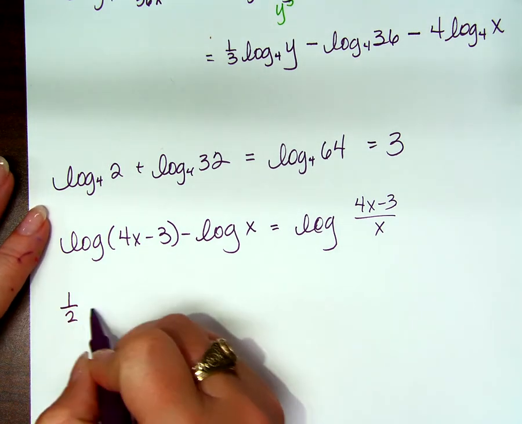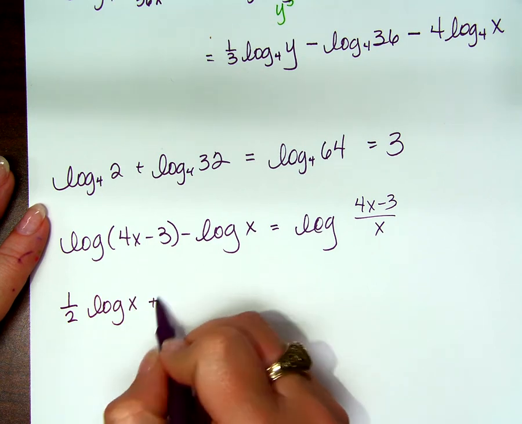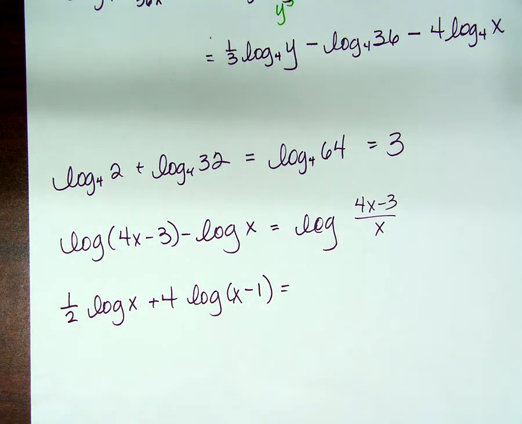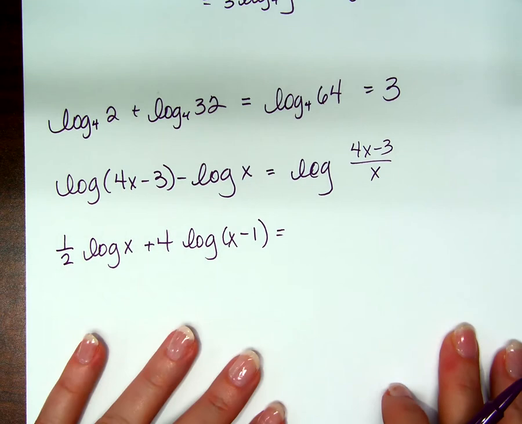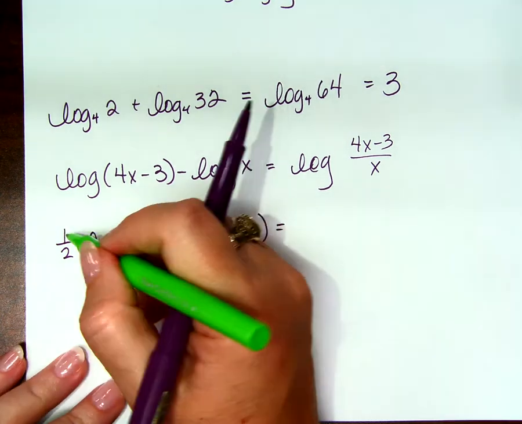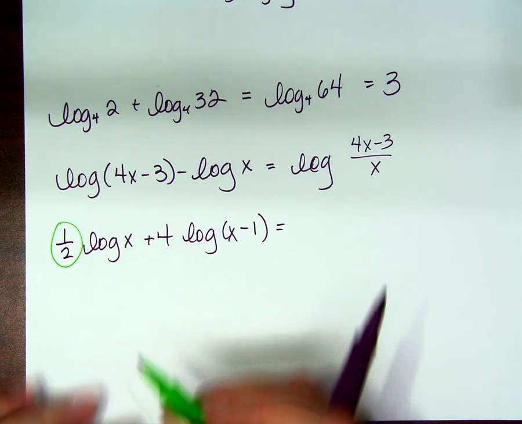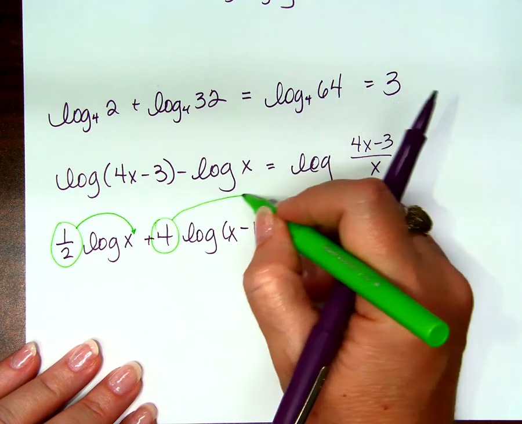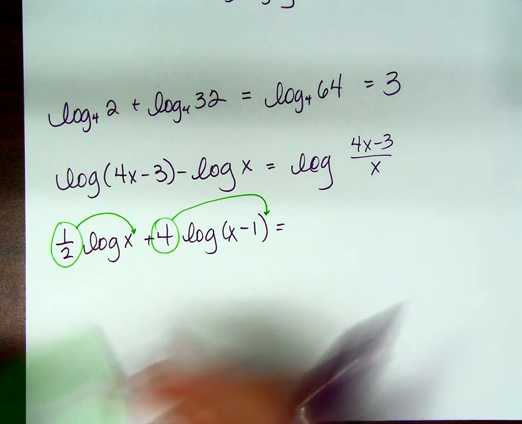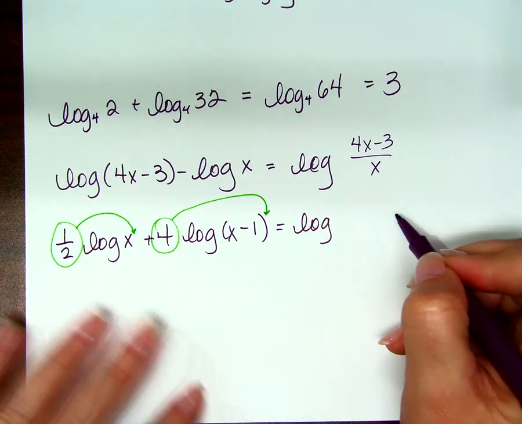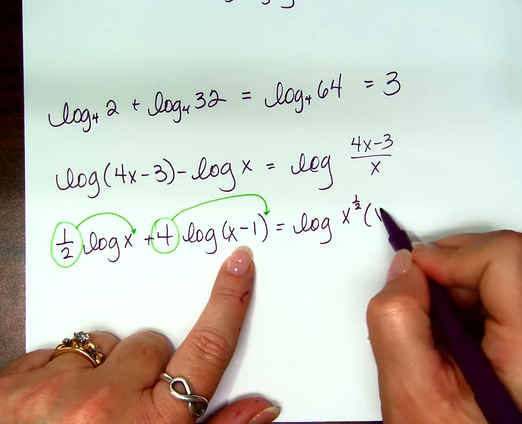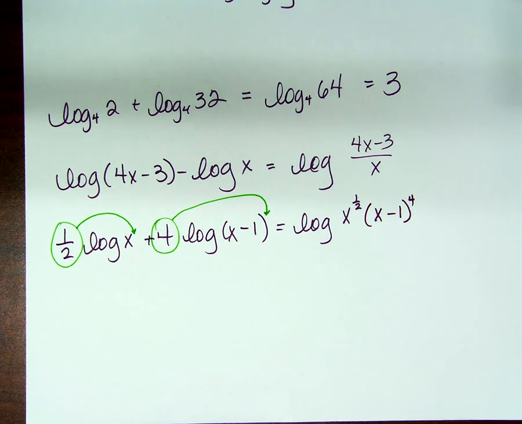One half log of x plus 4 log of x minus 1. Condense it. Where does that go? Because there's an exponent right there. Where does that go? Exponent right there, right? So I write log one time. Log x to the 1/2 times x minus 1 to the 4th. Done.